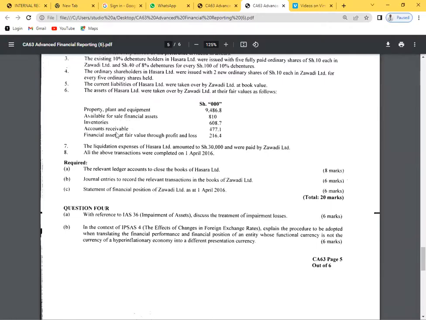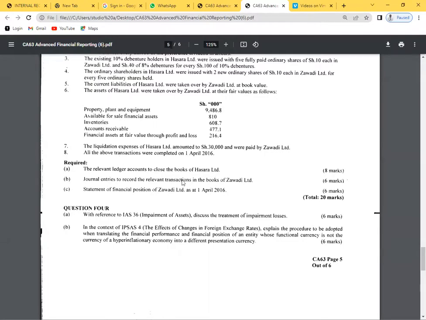So this question number 3, I'll start by reading the requirement. Part A, they want me to give them the relevant ledger accounts to close the books of Hasara Limited. Then part B, journal entries to record the relevant transactions in the books of Zawadi Limited. C, statement of financial position of Zawadi Limited as at 1st April 2016.